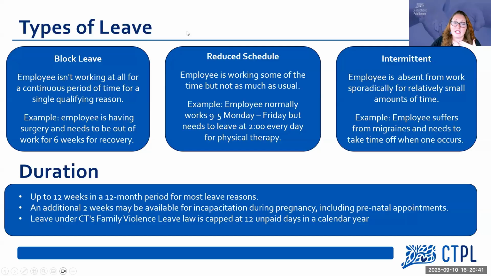So the duration of time for benefits is up to 12 weeks in a 12-month period for most leave reasons. There's an additional 2 weeks that may be available for incapacitation during pregnancy, which would include prenatal appointments. Leave under Connecticut's family violence leave law is capped at 12 unpaid days in a calendar year.